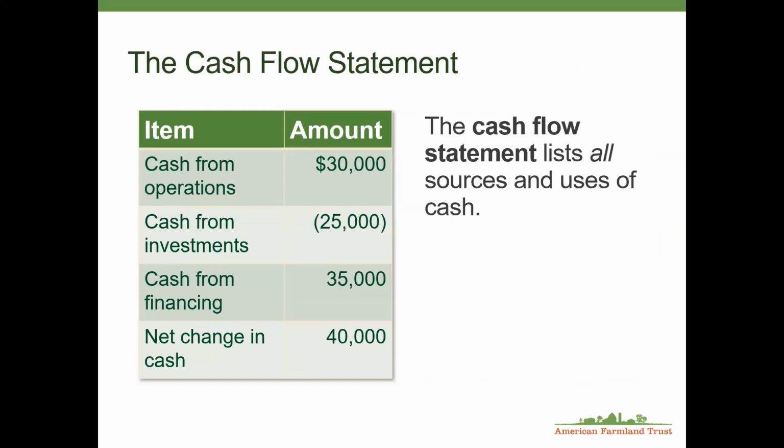The cash flow statement shows where the cash comes from and where it goes. It indicates how and when a farm or ranch operation pays its bills. It differs from the income statement because it includes all sources and uses of cash. It has three components. Cash flow from operations is money generated from your business activities.